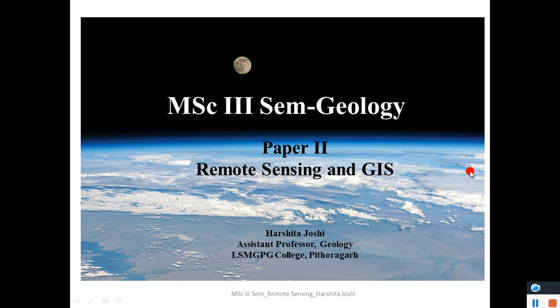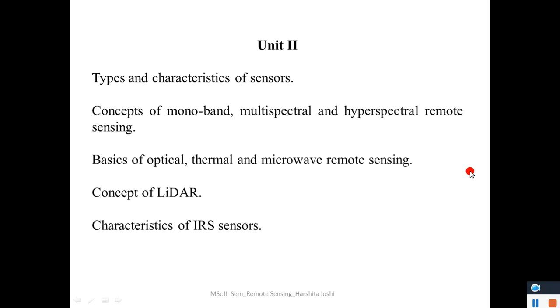Let us go ahead again in paper 2, remote sensing in GIS. In this we were studying the types of sensors. In the previous class we studied that sensors are basically of two major types: passive sensors and active sensors, and those were further divided into various types. Today we are going to study the characteristics of sensors. These sensors have particular characters, and we are going to study them today.